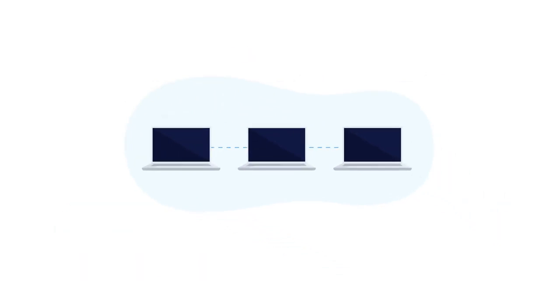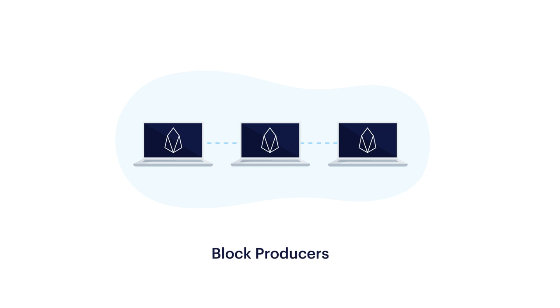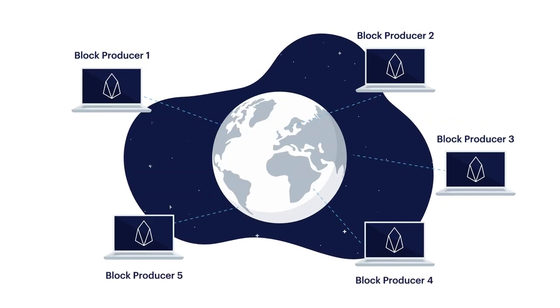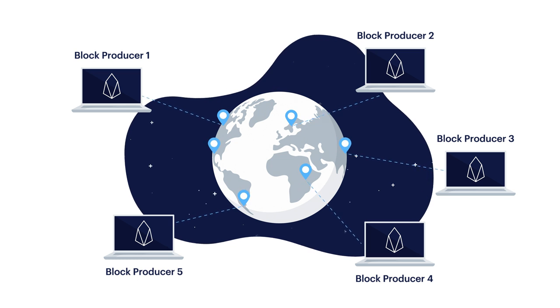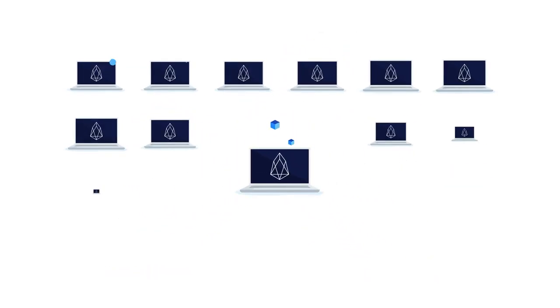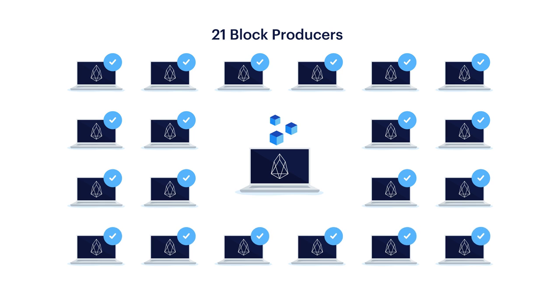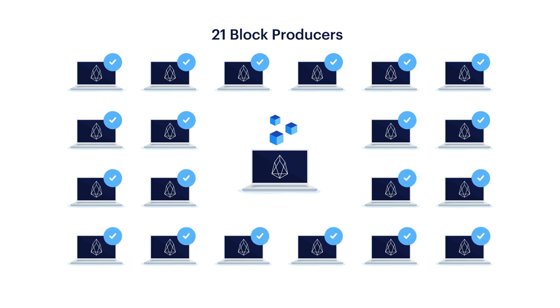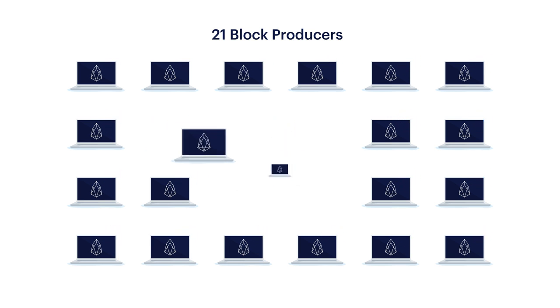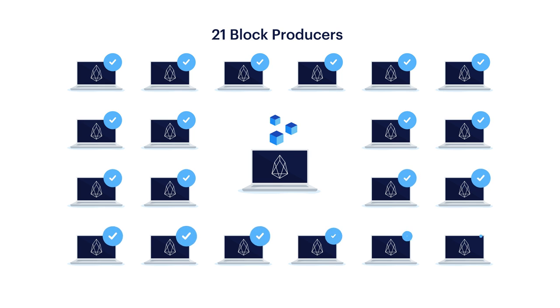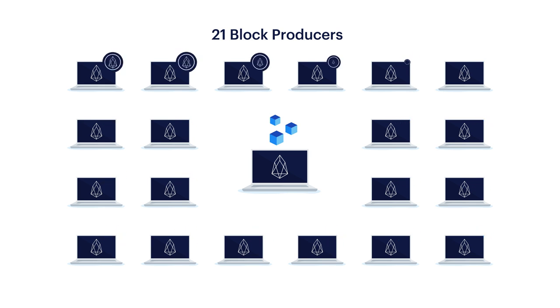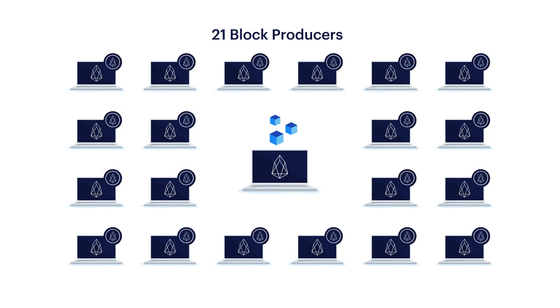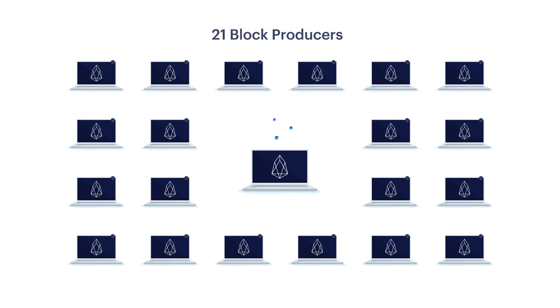On EOS.io, the computers that run the network are called block producers. Many block producers are full-time professional teams running enterprise-scale hardware. On EOS specifically, the 21 block producers that get the most votes are delegated to run the network. Each block producer takes a turn validating transactions and producing blocks, which are then checked by the other 20 block producers. The block producers are then rewarded with EOS tokens for running the network properly.